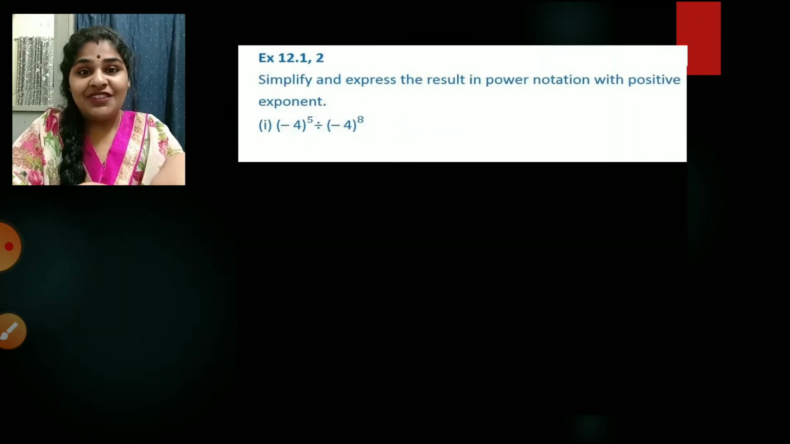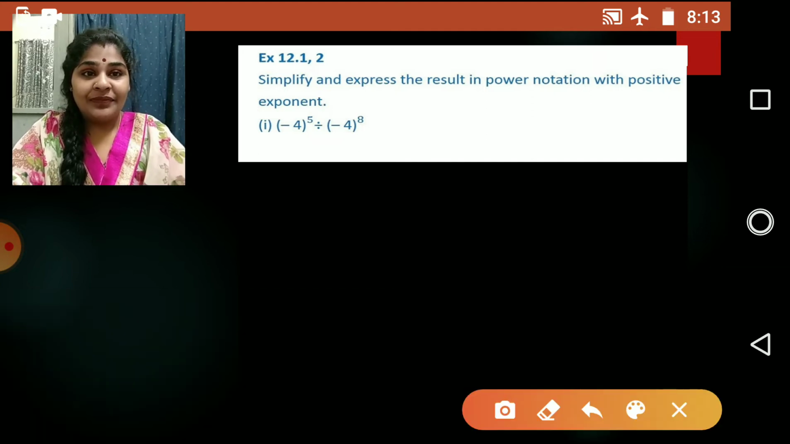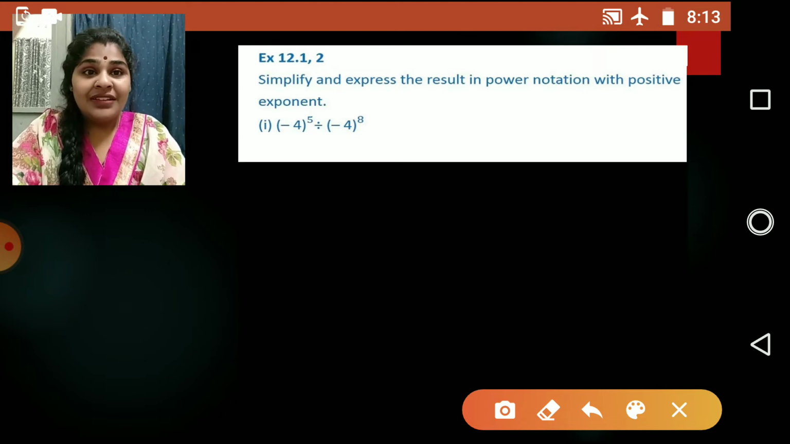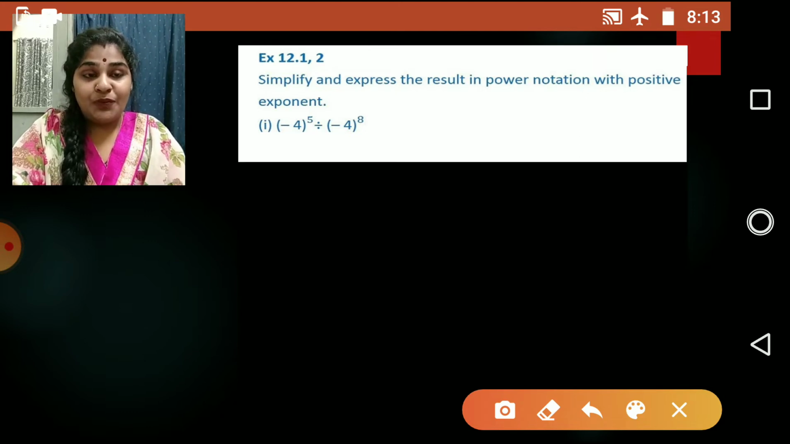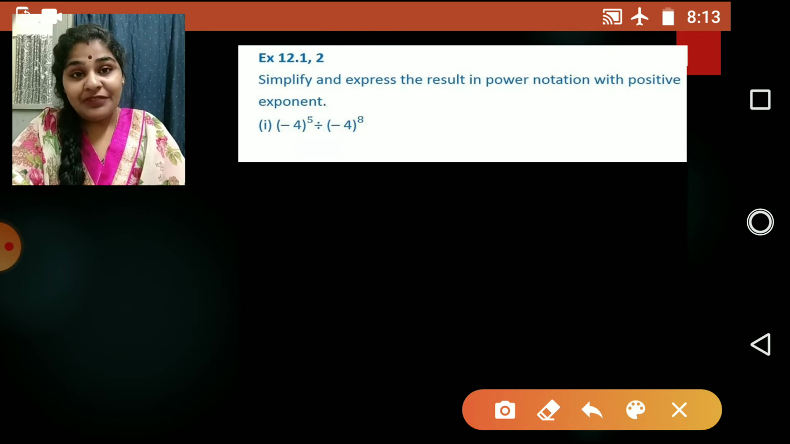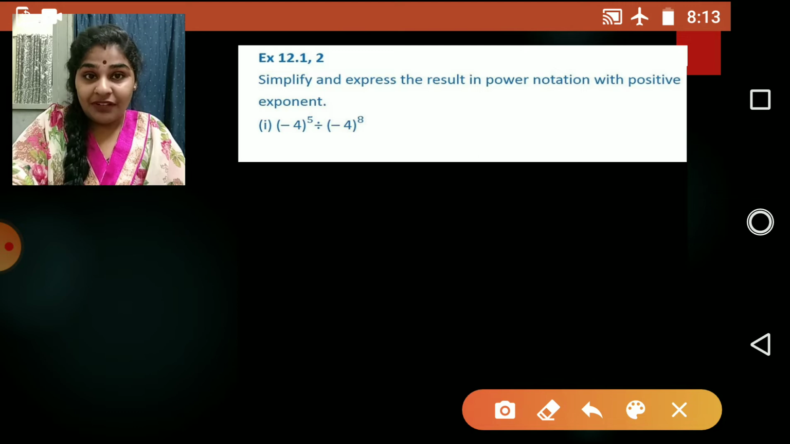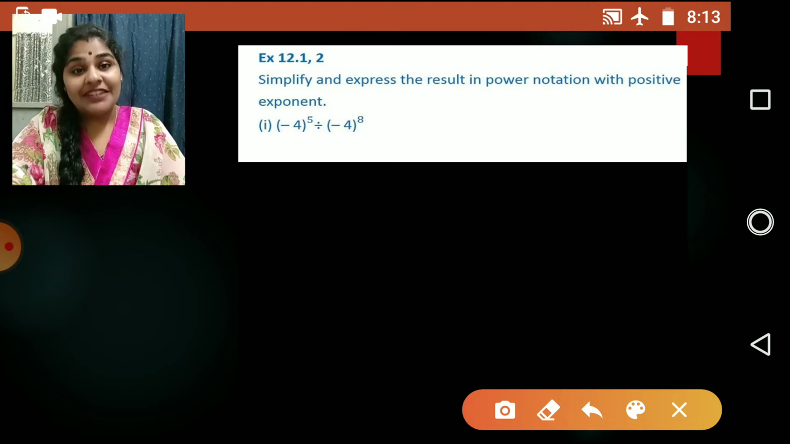So it is the next one. Exercise 12.1, question number 2. Simplify and express the results in power notation with positive exponent. So you have to simplify, but it should be again in the power notation. Power notation means, as we have seen, children, base and exponent together is called a power. So the answer should be in the power notation with positive exponent.